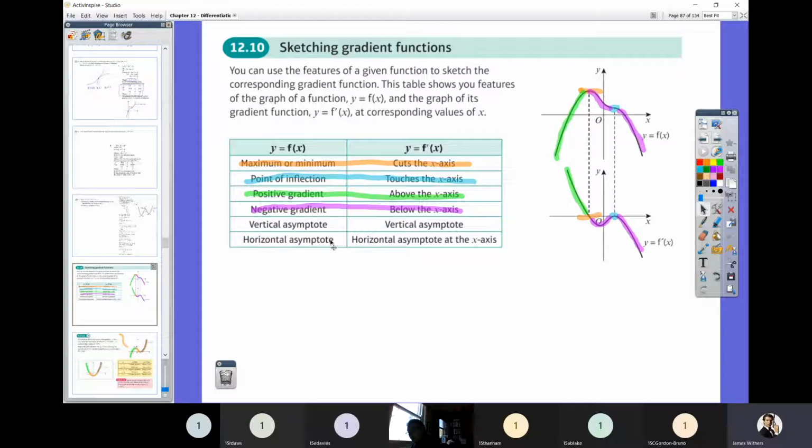Where you have a horizontal asymptote, just picture that, I might just draw this on the screen. Where you've got a horizontal asymptote, and you've got some curve approaching it, obviously that curve is getting closer and closer to being flat, isn't it? It's getting closer and closer to having a 0 gradient, hence why when you draw your gradient function, the horizontal asymptote is on the x-axis, all right? The gradient is approaching 0. So that kind of makes sense. Let's look at a couple of examples.